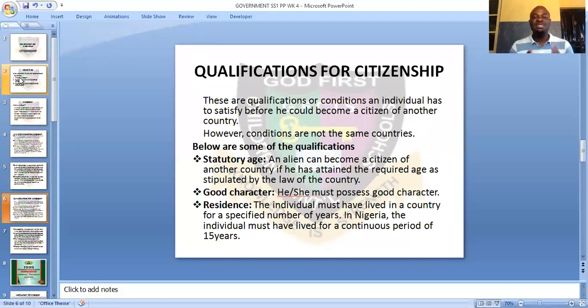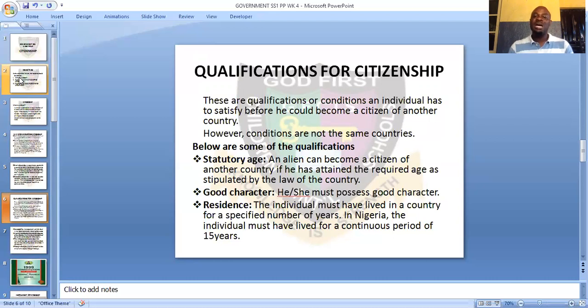That is, what are the necessary things that you need to be qualified to be a citizen. This is the process, or should I say requirement, of citizenship by naturalization. That is, if you want to be a citizen of a country by naturalization, these are the necessary things you need to have. And I told you when I was explaining that it has a long requirement. So these are qualifications or conditions an individual has to satisfy before he could become a citizen of another country.